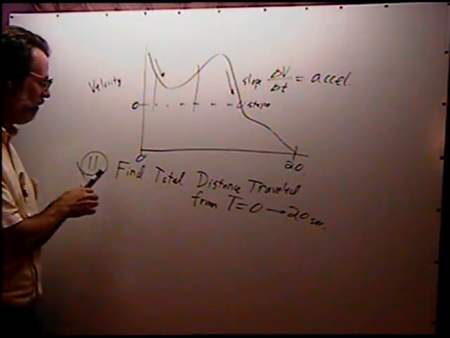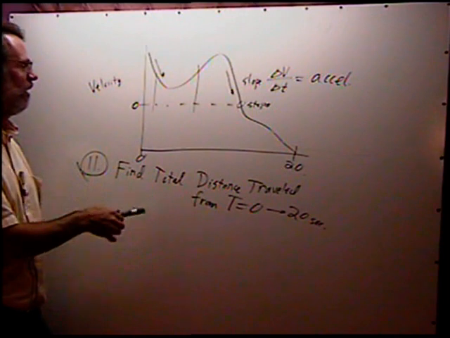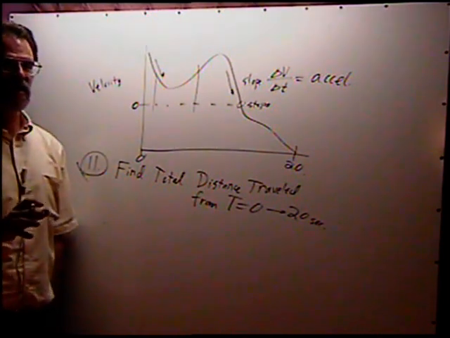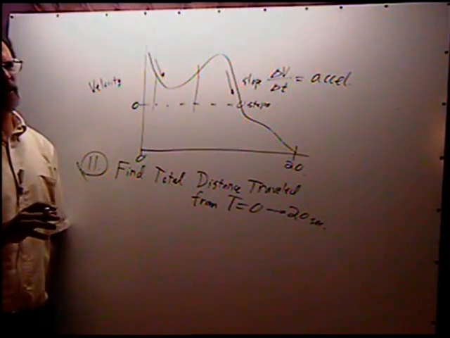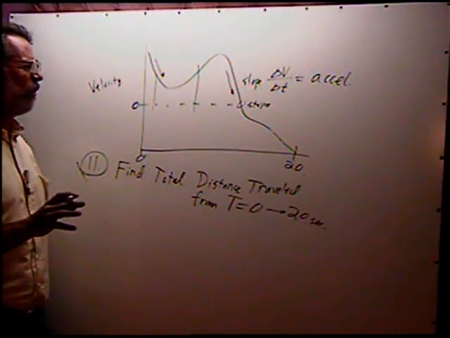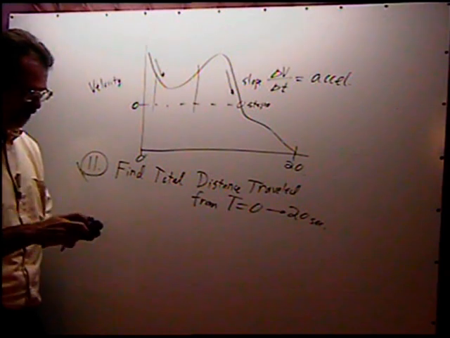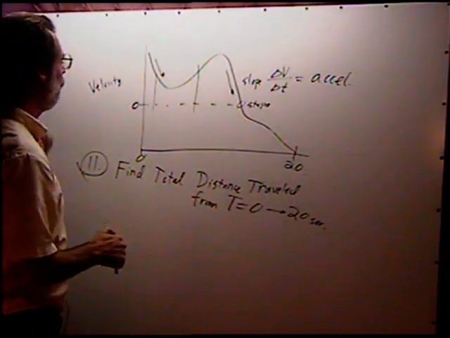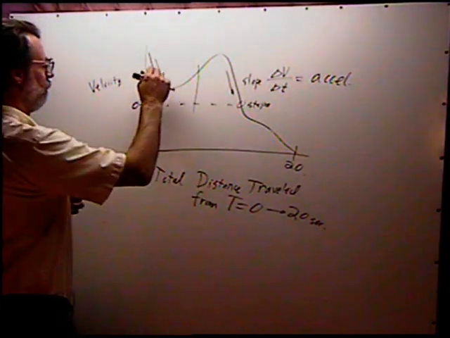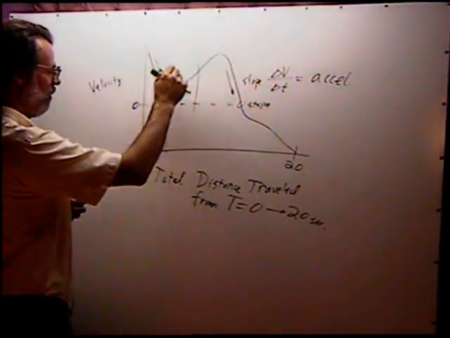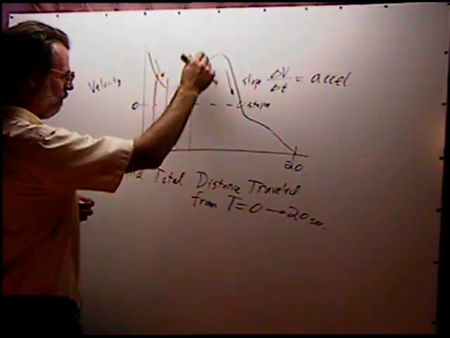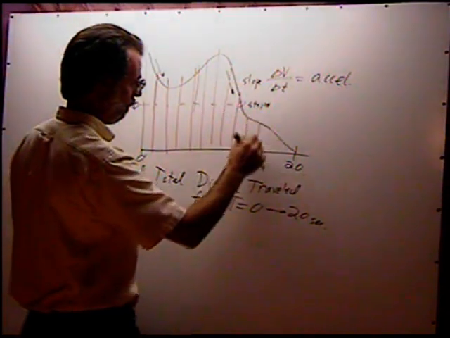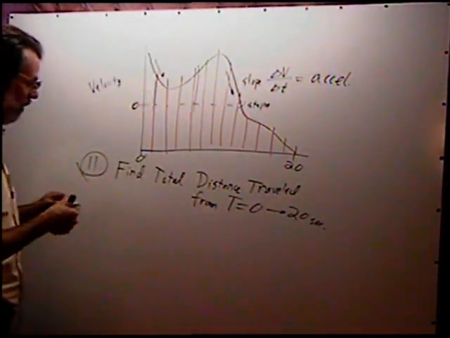How would you find the total distance traveled by just knowing what the velocity is? This is actually a little bit of a trick question, although you have to think about it. And what I'm forcing you to do a little bit is to break this up into increments. If we break it up into second increments, imagine these are seconds.